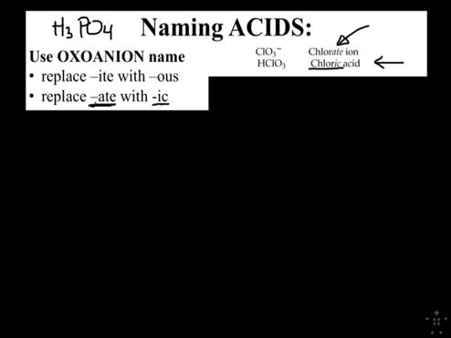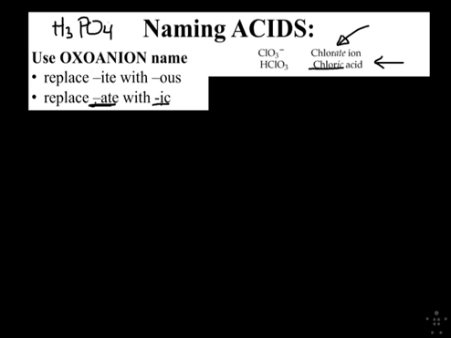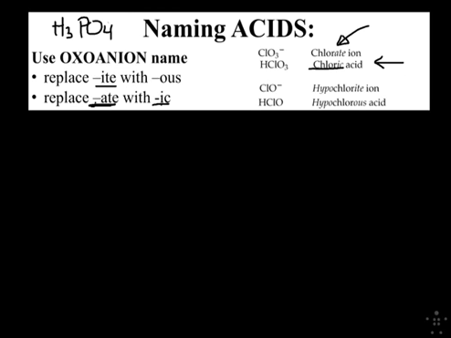ATE goes to IC. If we have something that ends with ITE, so for example, if we have the hypochlorite ion, ClO-, if we add a hydrogen to that, we get hypochlorous acid. Okay, so the hypo was already part of the ion name, hypochlorite, and then we make it into hypochlorous acid because it ends with ITE in the original name.